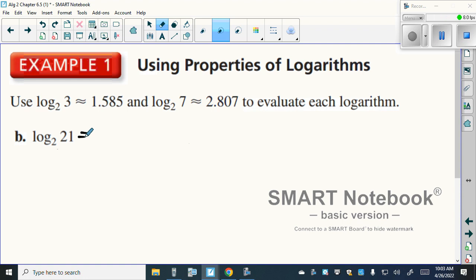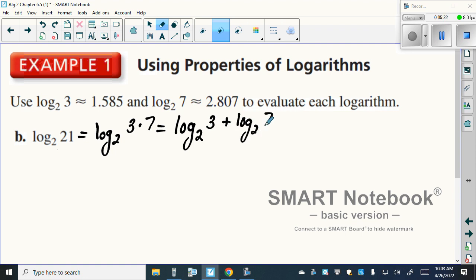Well, we do know that 21 is the same as saying 3 times 7, because 3 times 7 is 21. Whenever we have two things multiplied together inside of a logarithm, we can rewrite it as two logs being added together. So log base 2 of 3 times 7 can be rewritten as log base 2 of 3 plus log base 2 of 7.